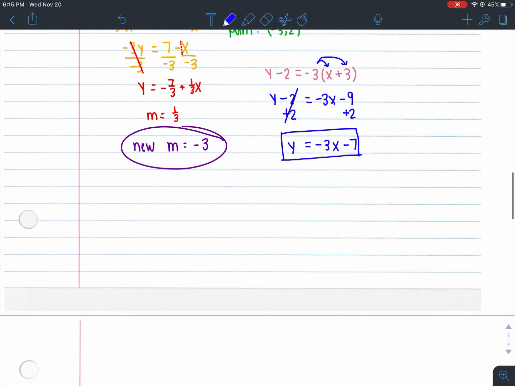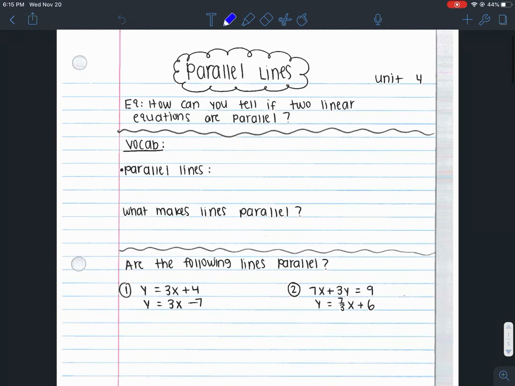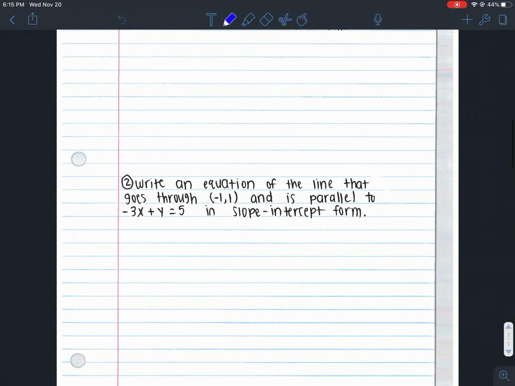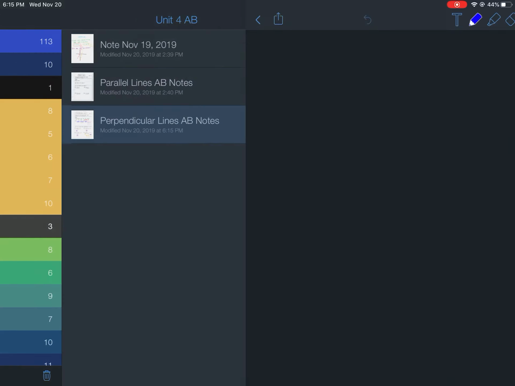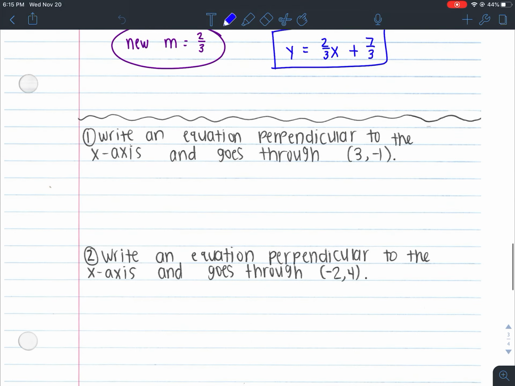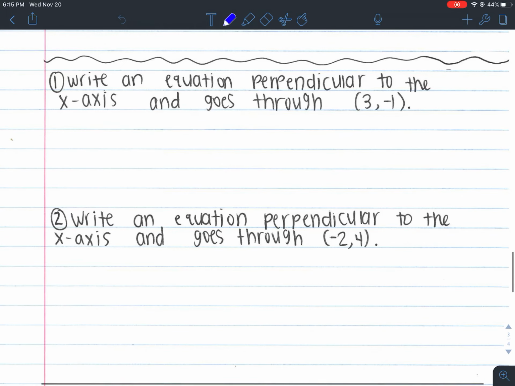All right, so again, the only difference between this and parallel is that you're not using the same slope anymore. With parallel lines, oops, I already erased everything, but with parallel lines, you want the same slope, okay? But with perpendicular, you want opposite reciprocal slopes. All right, let's start with the next section. These are usually pretty simple, but they're also easy to forget.